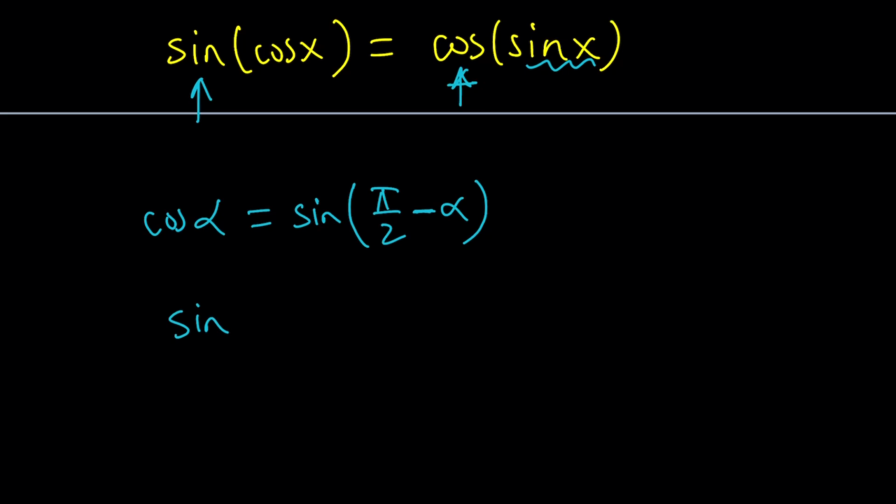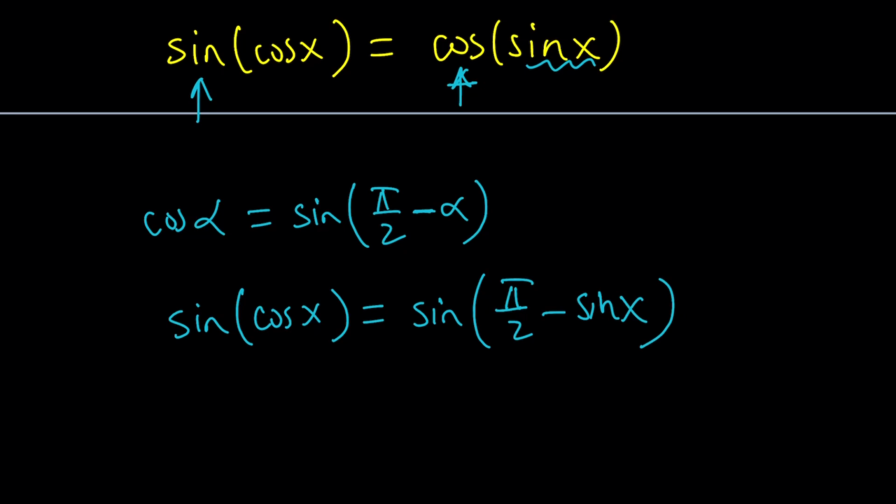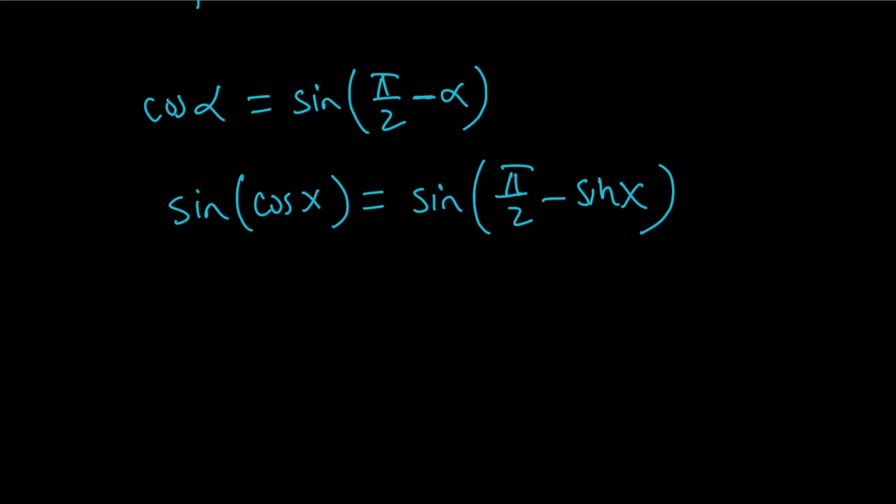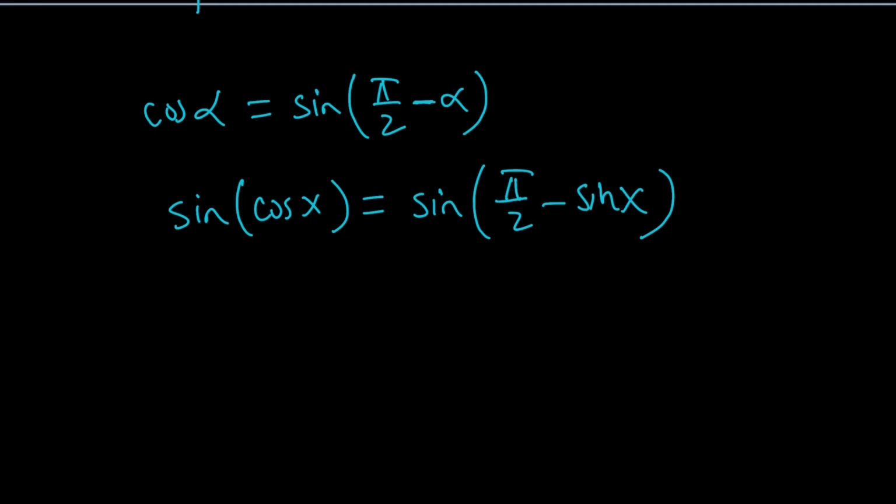So sine of cosine of x can be written as sine of pi over 2 minus sine of x, because in this case, sine x happens to be the angle. Make sense? And it's the sine of another angle. So now we have sine of A equals sine of B. How do you solve those kinds of equations? There are actually two solutions, right? One of them is going to be to set them equal. And then the other solution is just going to consider the fact that they can be supplementary, right? Because if two angles add up to 180 degrees, their sines are also equal. So let's go ahead and consider those cases.